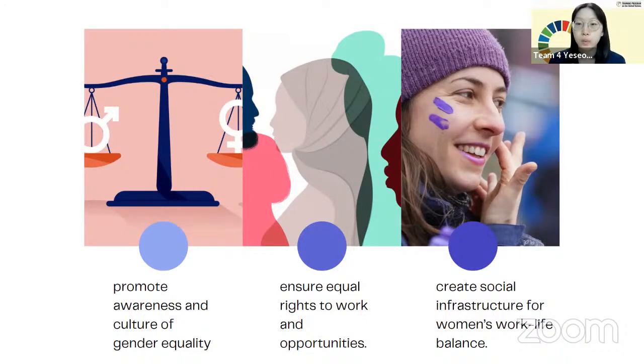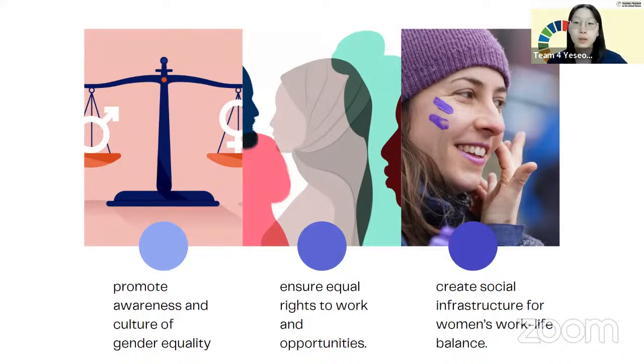The first project is promoting awareness and culture of gender equality. It aims to combat gender discrimination in the mass media and enhance gender equality education in school. It also attempts to promote a gender equal culture in our daily lives and to raise the effectiveness of civic education on gender equality. The second is to ensure equal rights to work and opportunities. It promotes equal employment opportunities for men and women and addresses employment-related gender discrimination. It also enhances women's status in the labor market and provides support for women to maintain and advance their careers.